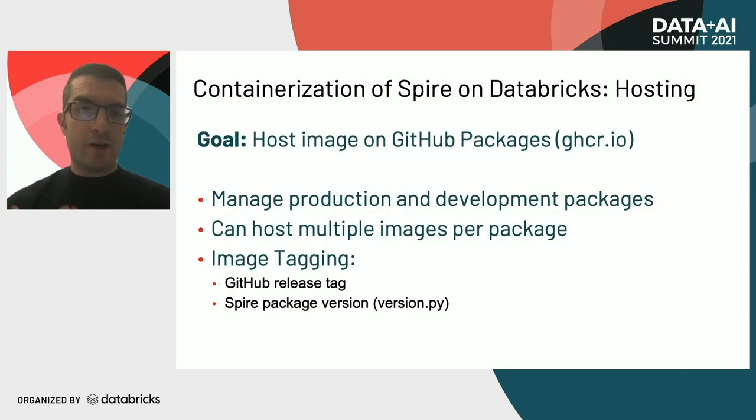And then, as Haran also already said, we host these on GitHub packages, GHCR. We have two primary packages, the production package, which is Spire, and the development package, which is Spire Dev. However, in each case, we can host multiple images per package. So in the case of production, for instance, we'll have a tag for latest, one for stable, stable being usually what we actually have in deployment, and then any number of older versions as well.